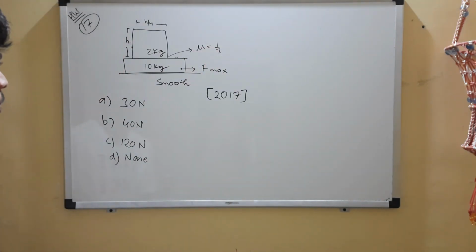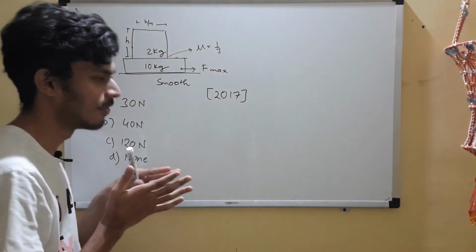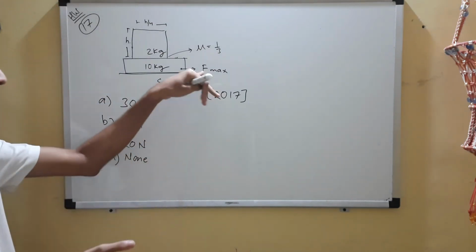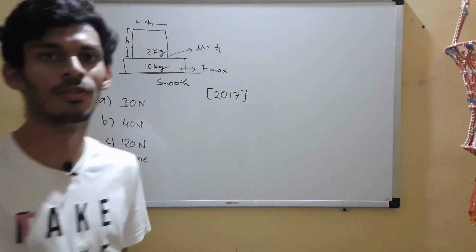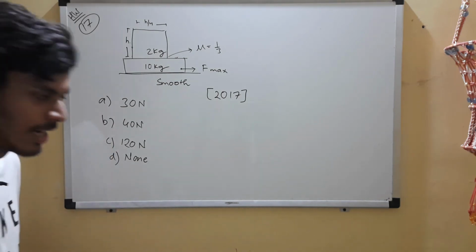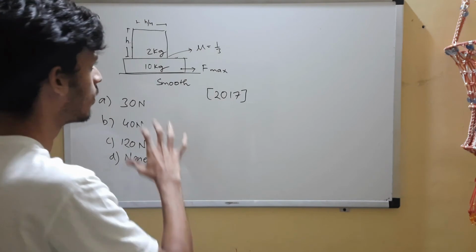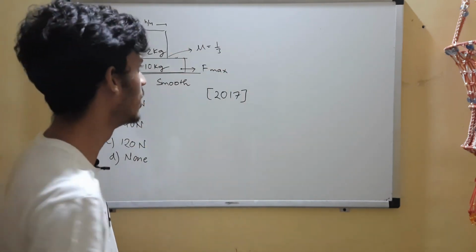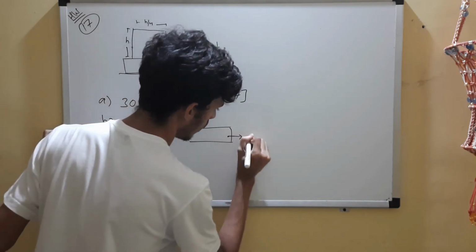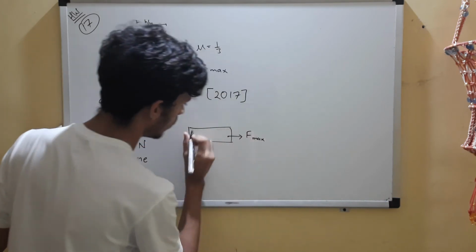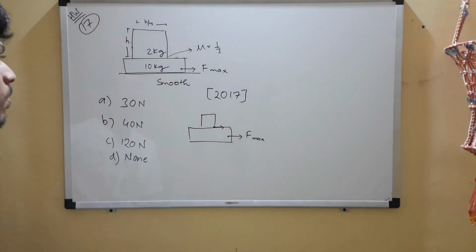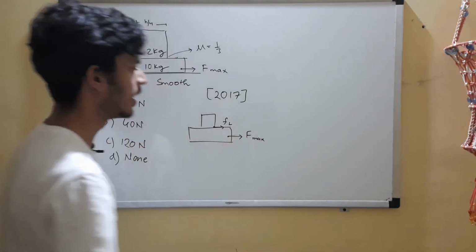So you have to find the maximum force at which both of the blocks will move together, right? This is F max, the maximum force at which both of the blocks will move together. So this is quite a standard question, right? So we have a well-defined approach for it. So let's do it. When this force will be the maximum force, then the driving force for the second block, for the block on top, will be the limiting friction, right?